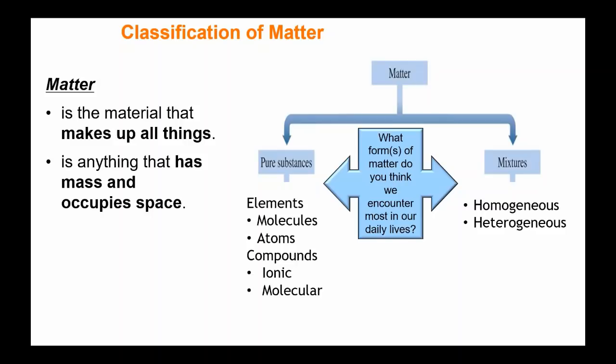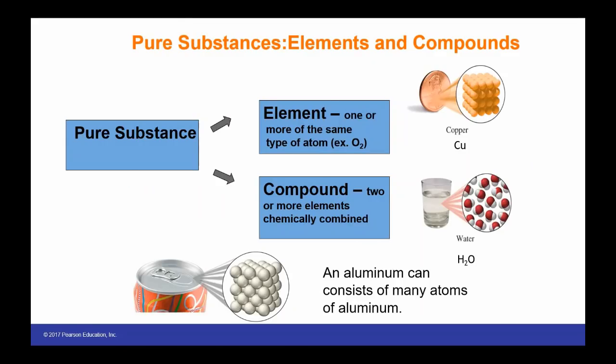We'll take a look at this information. We'll take a deeper look at both of these in a moment. Pure substances can either be elements or compounds. Elements are made up of one or more of the same atom, whereas compounds are composed of 2 or more elements chemically combined. Notice that we've got aluminum and copper in a penny and a can, made up of all one type of atom, whereas water is a compound, made up of 2 hydrogens and 1 oxygen atom.